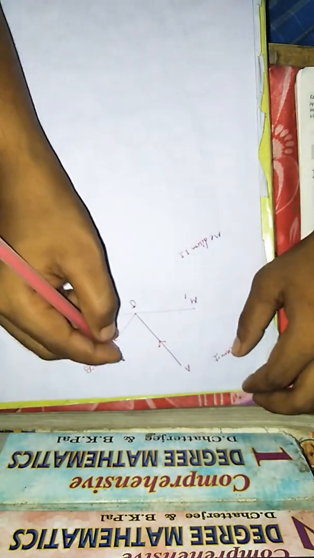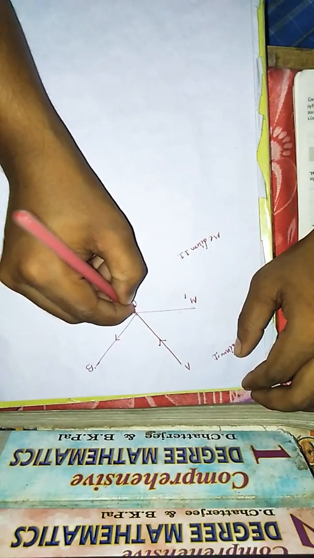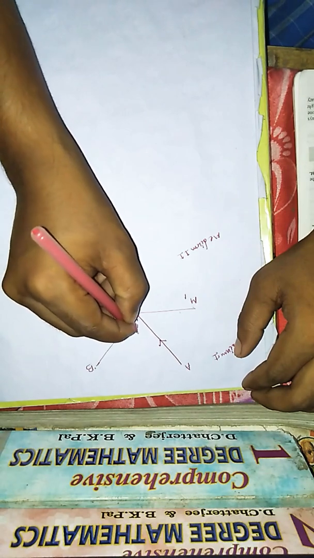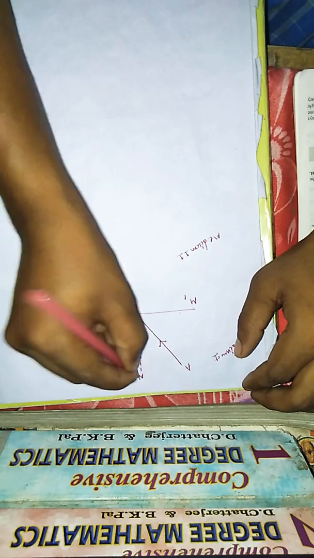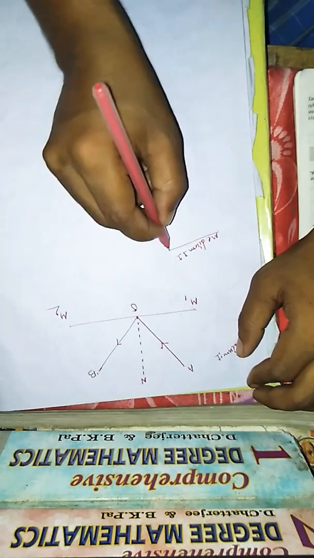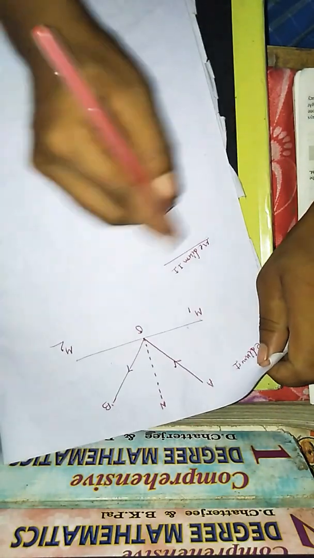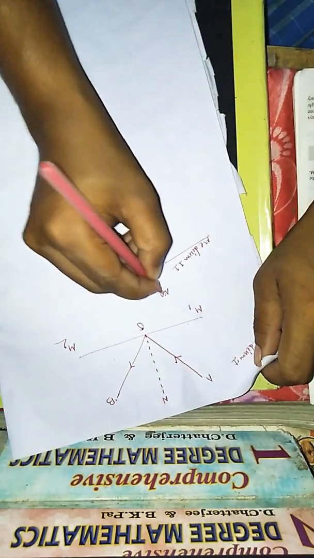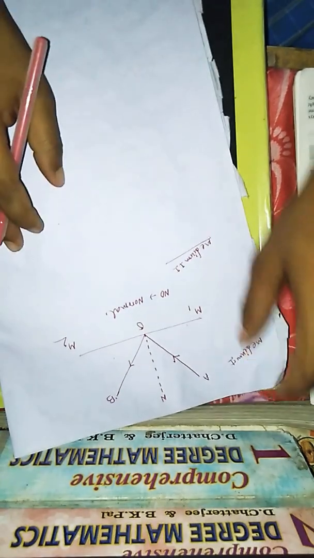Let's draw a perpendicular from the point O, and let it end at a point N. The straight line NO, you can draw as a dotted line, will be called the normal. It also has a definition, which I will give.